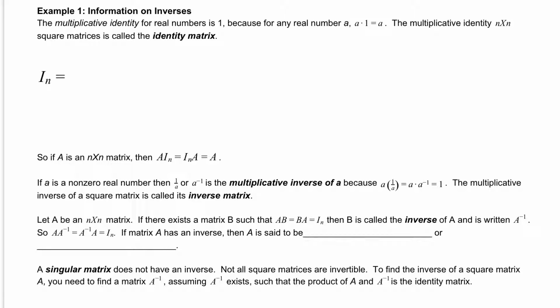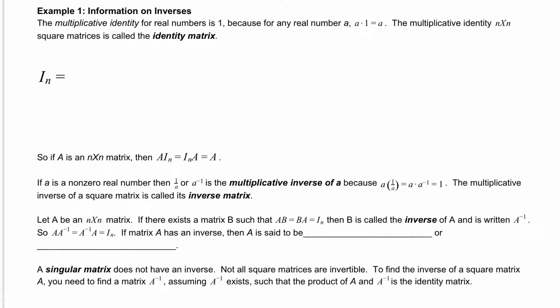In example 1, we're just going to go through some information on inverses. The multiplicative identity for real numbers is 1 because for any real number a, a times 1 is equal to a, so the same thing that it started as. The multiplicative identity, which is an n by n square matrix, is called the identity matrix.